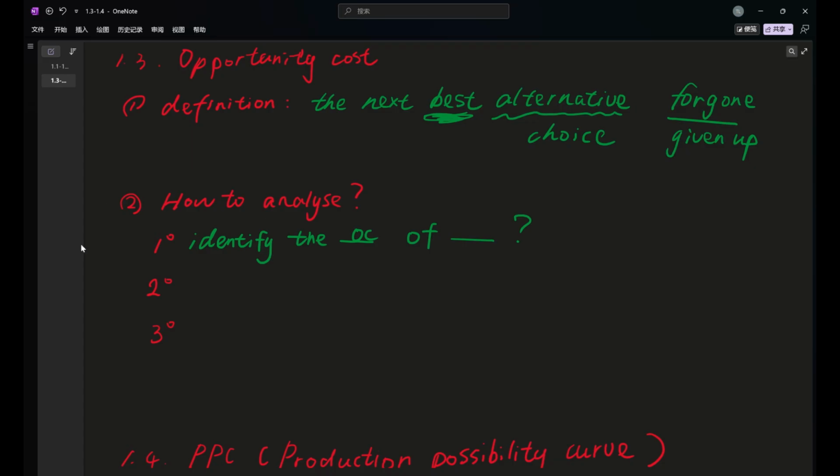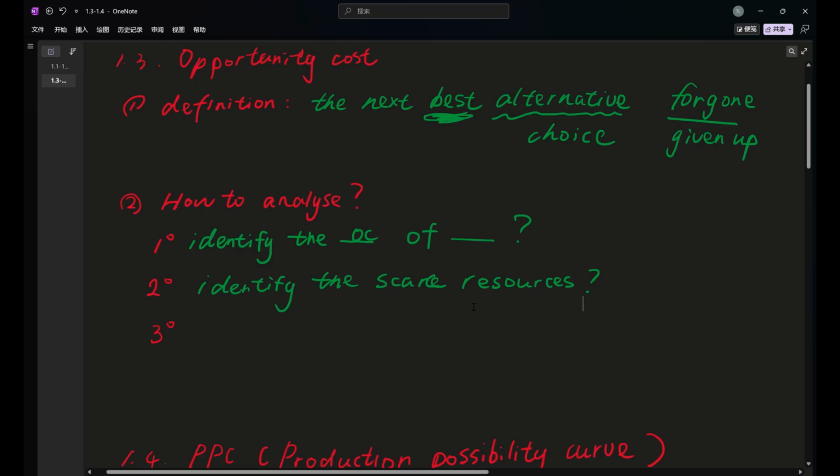The second thing we need to do is identify the scarce resources. We need to find out what resources are scarce, or maybe FOP, factors of production, which factors of production are scarce. Let's say in our early example, the resources that are rare is actually money. You have very limited money, so you cannot choose both.